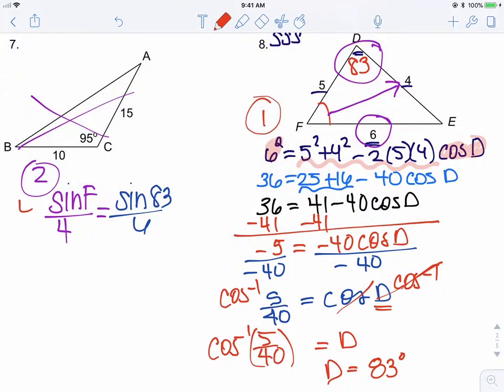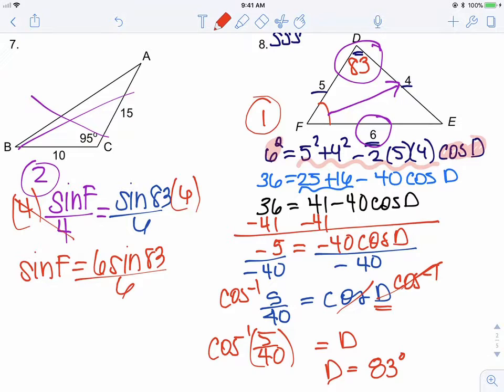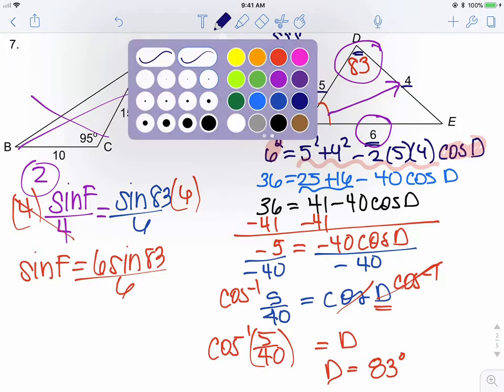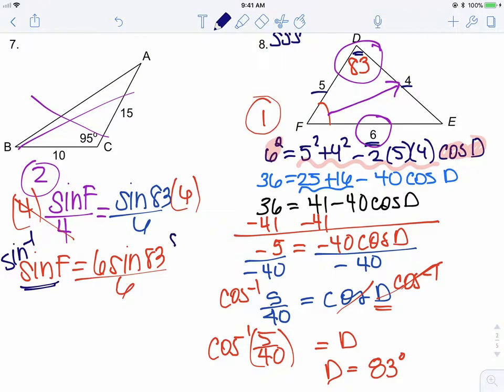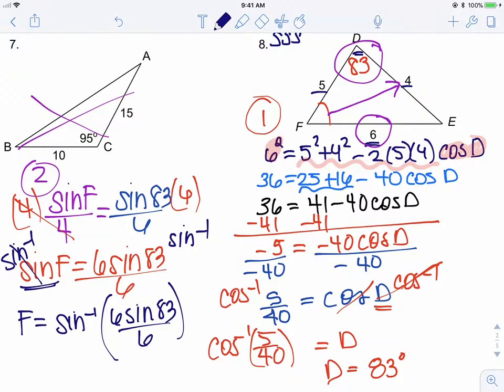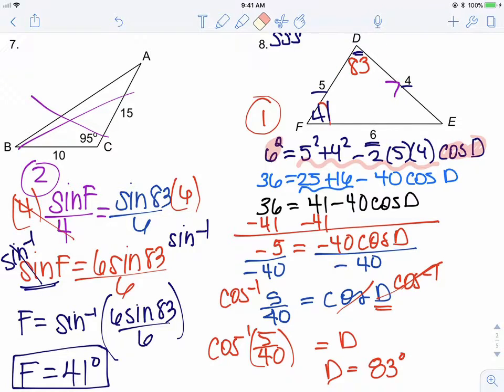We do some cross multiplying, or we can get rid of that 4. So that's going to leave us with sine of f is equal to 4 sine 83 over 6. And then, since we're solving for the angle, you have to take the inverse. So we end up with f is equal to sine inverse of all this stuff in here. Okay, so plugging that in and calculating our measurement for f, we end up with f being 41 degrees. So we have f as 41 degrees, and using the fact that all the angles in the triangle are going to add up to 180, we have the measurement of E at 56.